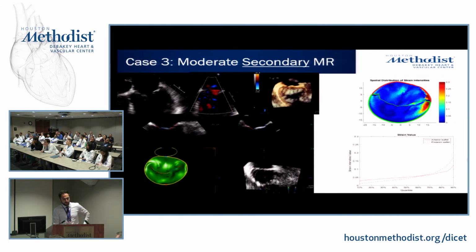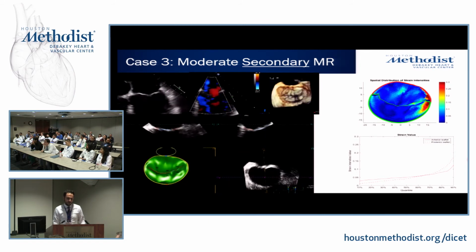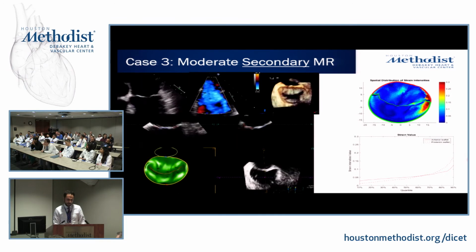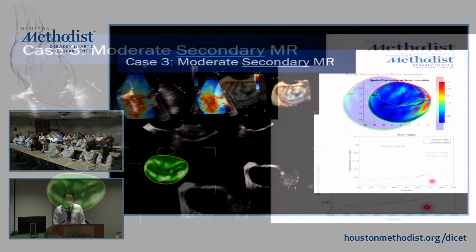Next is a case of moderate secondary MR. Again, this is a case of low ejection fraction, dilated ventricle leading to a dilated annulus. You see how the leaflets are coapting and how they are flat. A central mitral regurgitation. Again, you see how the distribution of the strain is also high.